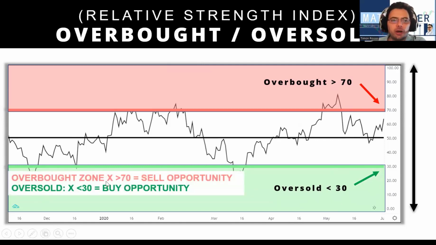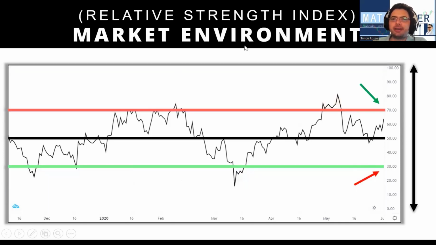So the overbought zone is where the RSI is above 70. And this gives a selling opportunity in a trending market that's moving up. And the oversold, which is the RSI is less than 30, is a buy opportunity for where the market has been coming down. All right. Notice I use the word trending market. Then we have the market environment, which is also very important.